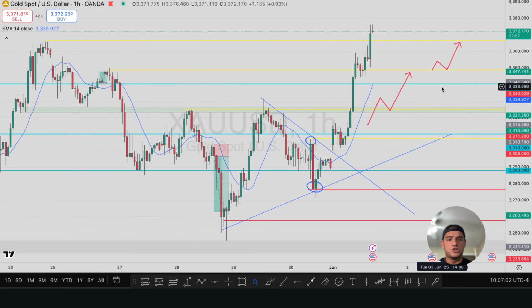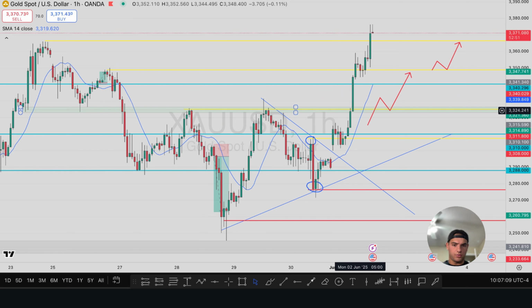So if there's no pullback like this, personally, I am not interested in looking for a trade, okay? Some guys would enter a buy or put a buy stop over here and then just let the market do its thing, okay? If I'm really believing in a trade like this, I'll do that. If not, I'll wait for the pullback, okay?